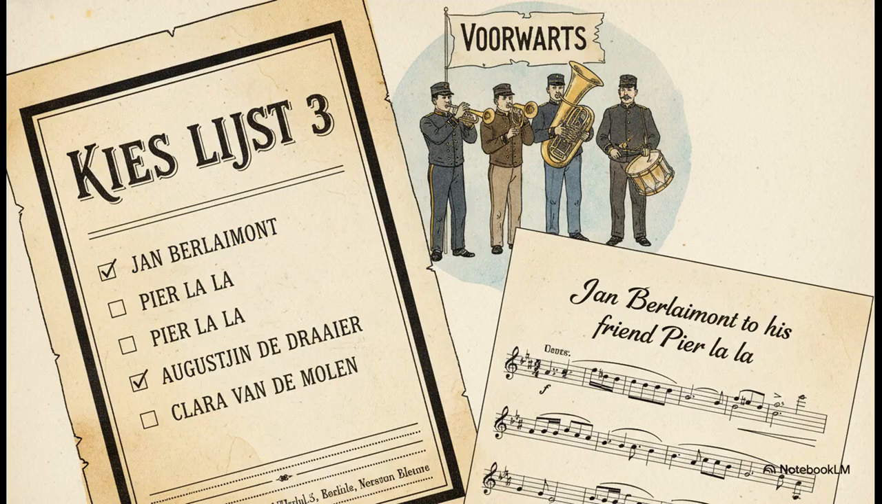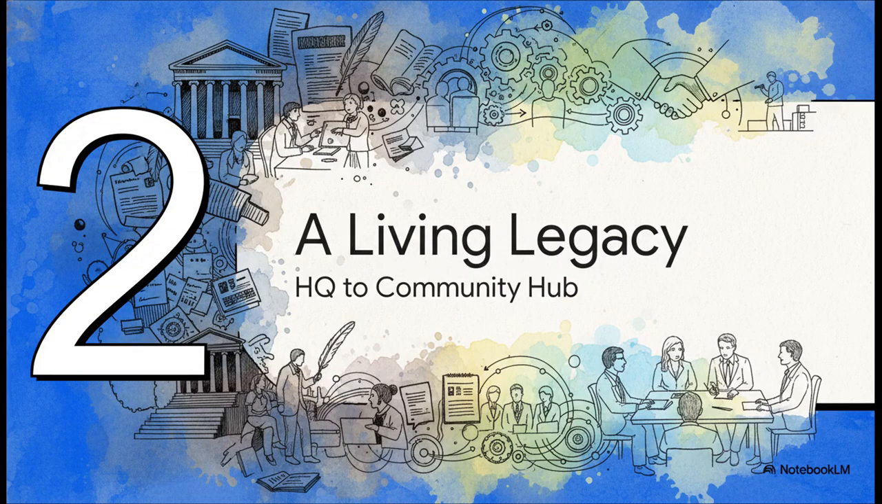And their propaganda game was strong. We know from archives that for the 1878 elections in Ninove, they printed these flyers that were designed to look just like the official ballot, showing their supporters exactly who to vote for. And get this, they even had a local liberal marching band called Forwards, or Forward, who wrote and played election songs. There's one from 1869 called Jean Berlaymont to his friend Pierre Lala. I mean, this was a full-on campaign. And all of that history, right? All of that strategy, that passion, all the arguments, it all happened inside the walls of Die Liberale Kring.